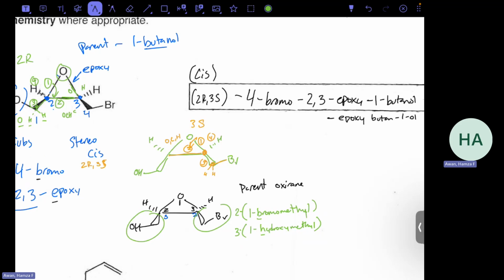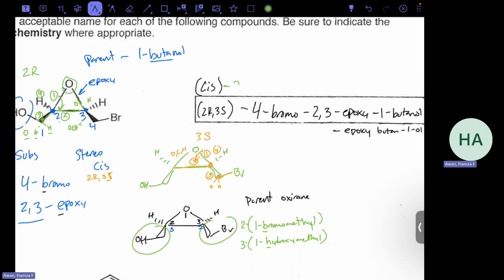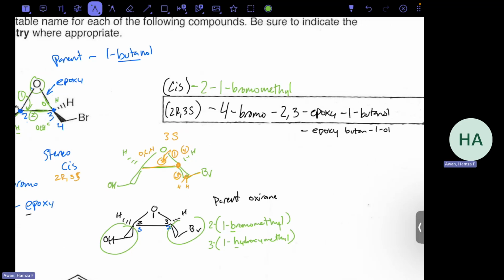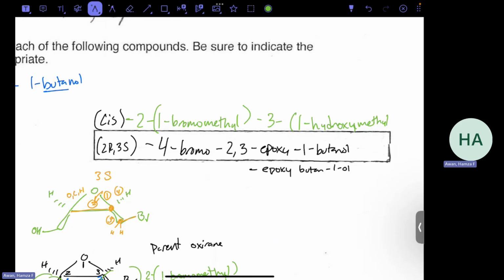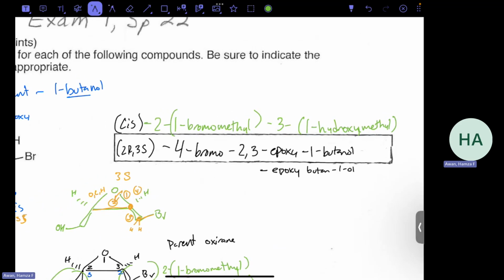And so now that we have that, we've already done the stereochemistry, so I'll write it above. We'll start with our 2,1-bromomethyl. So cis-2-(1-bromomethyl). And remember to put this in parentheses because I forgot. Dash 3-(1-hydroxymethyl). I do believe it's okay to not put 1-hydroxymethyl. I think you can just put hydroxymethyl. I'm just putting it just in case because I'm not sure. And lastly, we'll put our parent chain, oxirane.